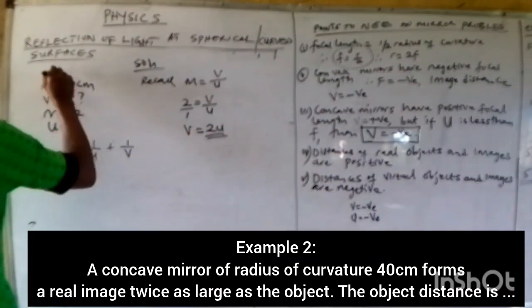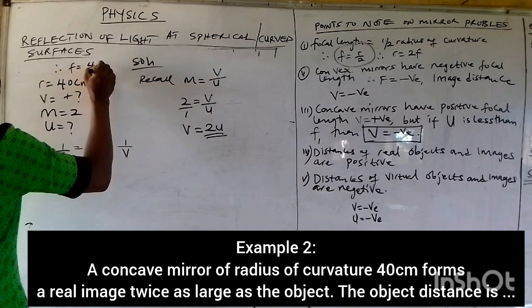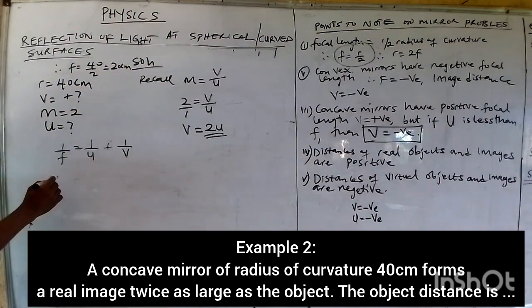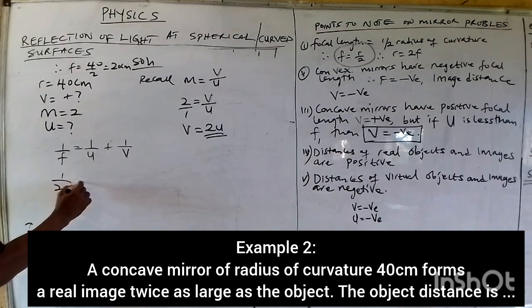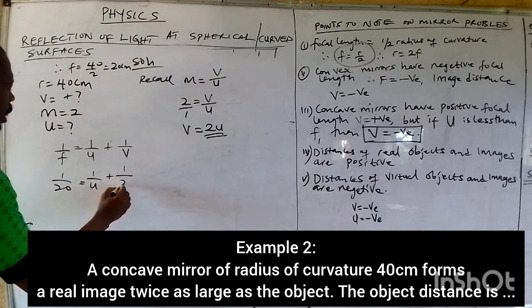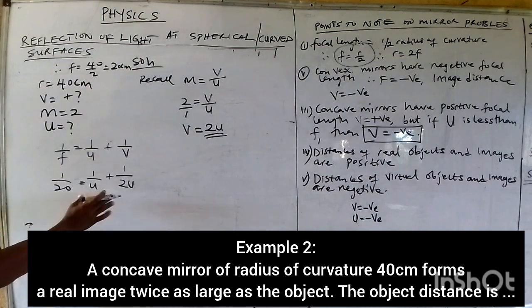Therefore, we now have that our F is 40 over 2, giving us 20 centimeters. So we can bring it here: 1 over 20 is equal to 1 over U plus 1 over V, where V is 2U. Having gotten this, this side is still like terms.